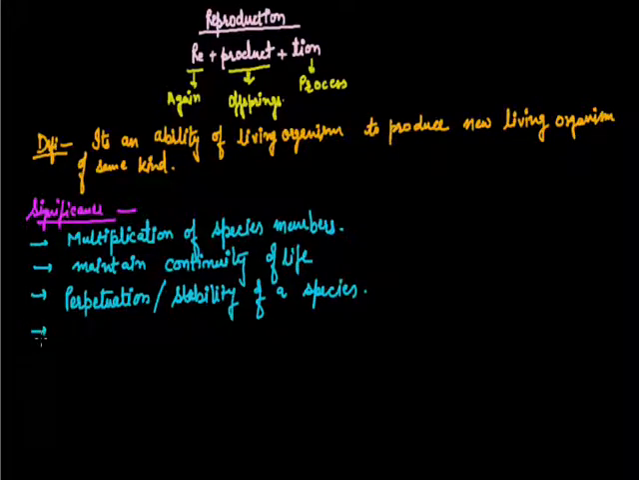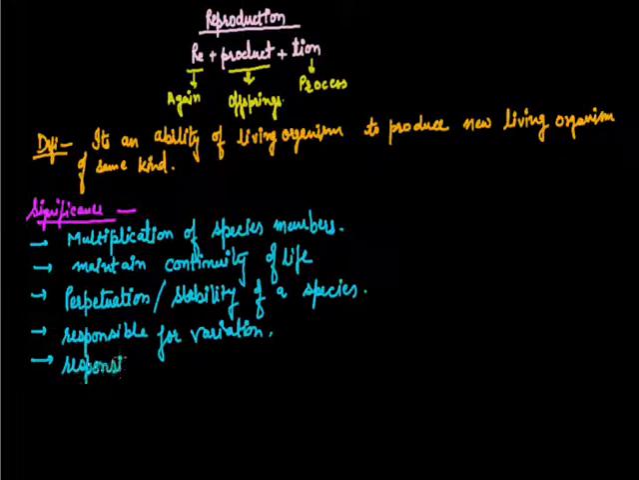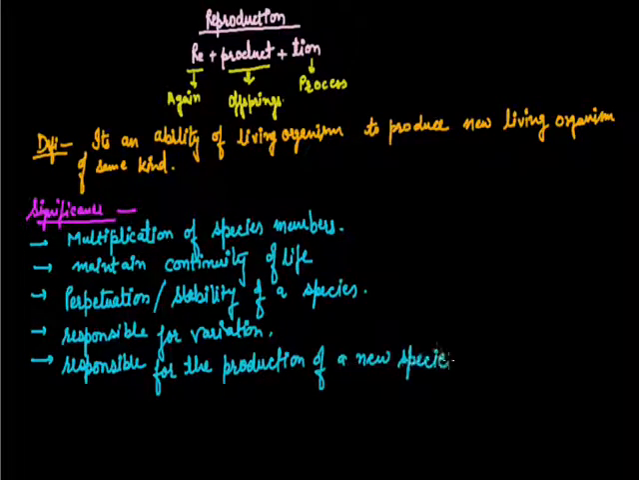Next, reproduction is also responsible for variation in the species. These variations can come by recombination during sexual reproduction or by mutation. Next, these kinds of variation get accumulated and can give rise to new species. So, reproduction is also responsible for production of new species. So these all are the significance of reproduction.